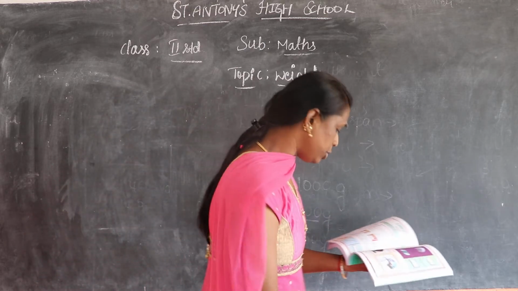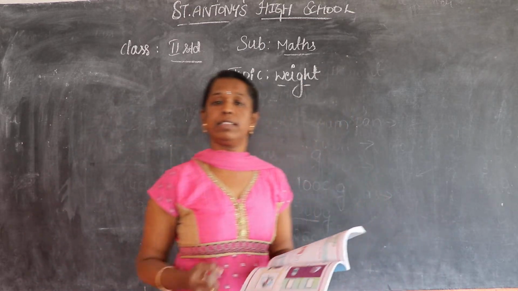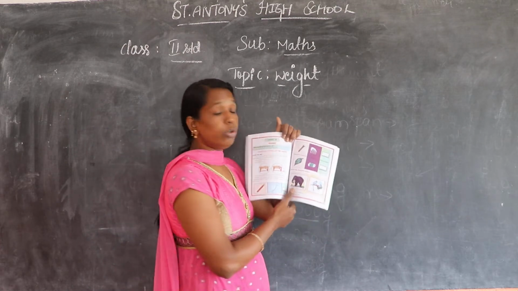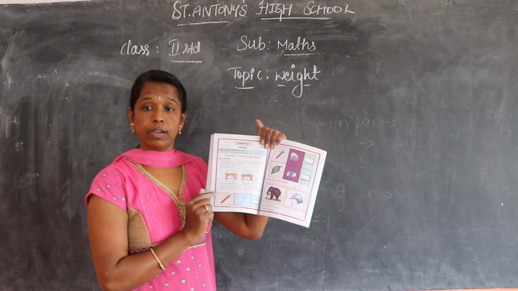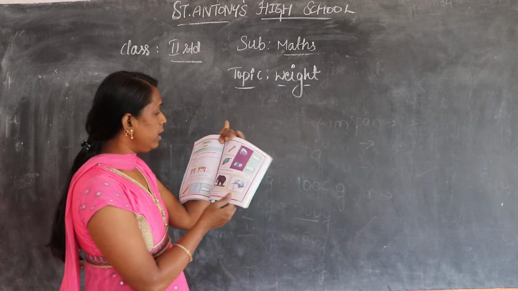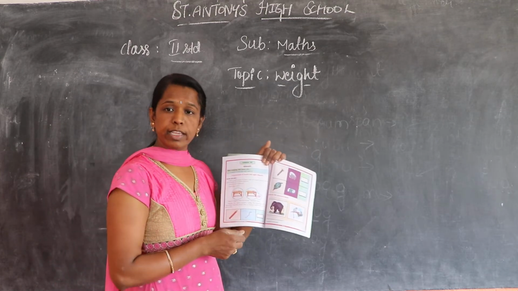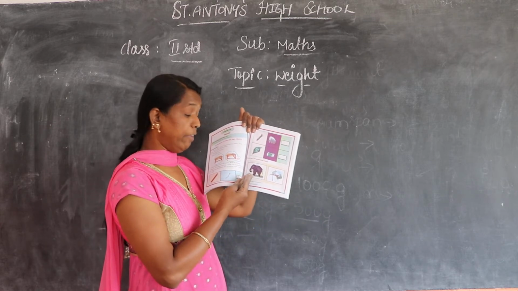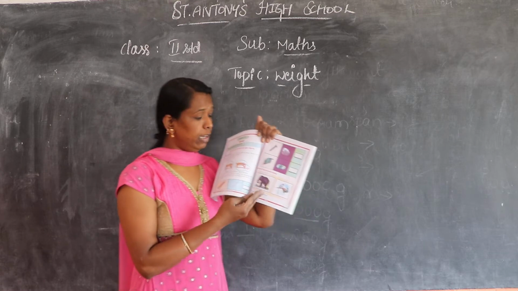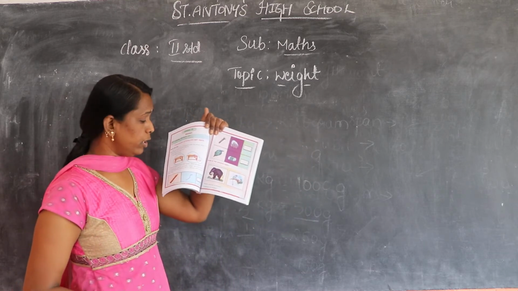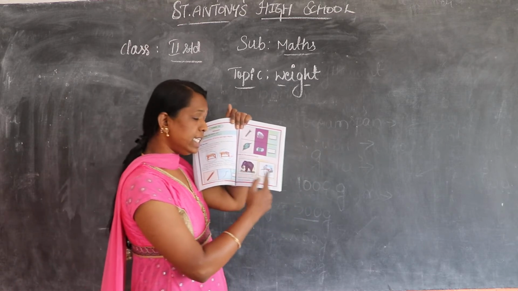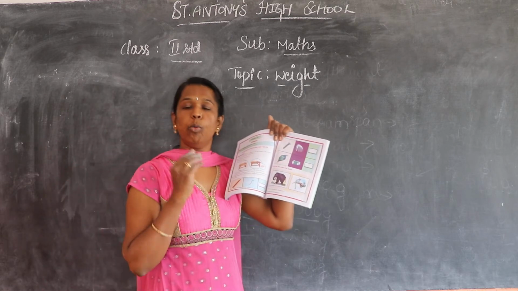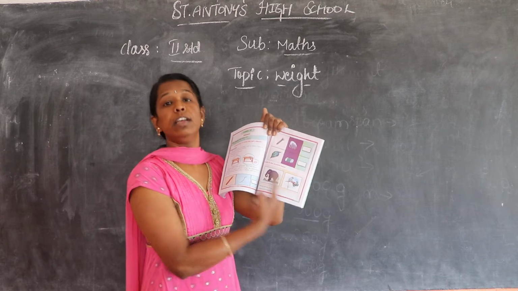So open your textbook, take your sharpened pencil and eraser. Look at the pictures from your textbook. Some animals are given. What is this? When compared to this monkey, this is a bigger, heavier animal. Here, when compared to these pictures, which is the heavier one? This elephant weighs more than this monkey.